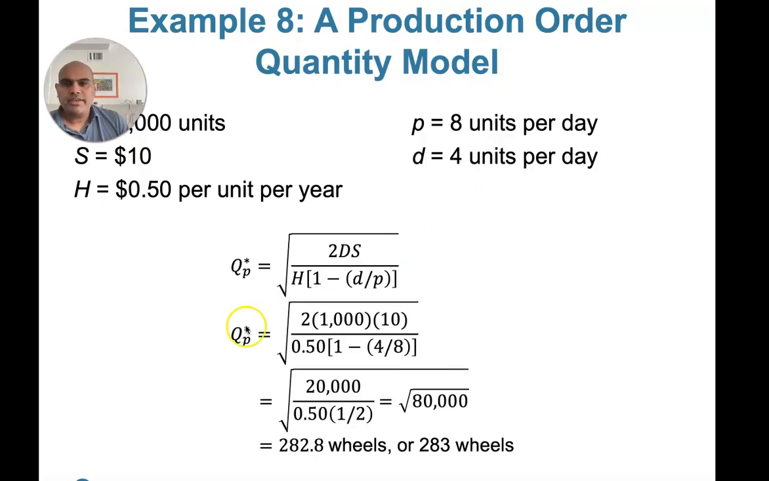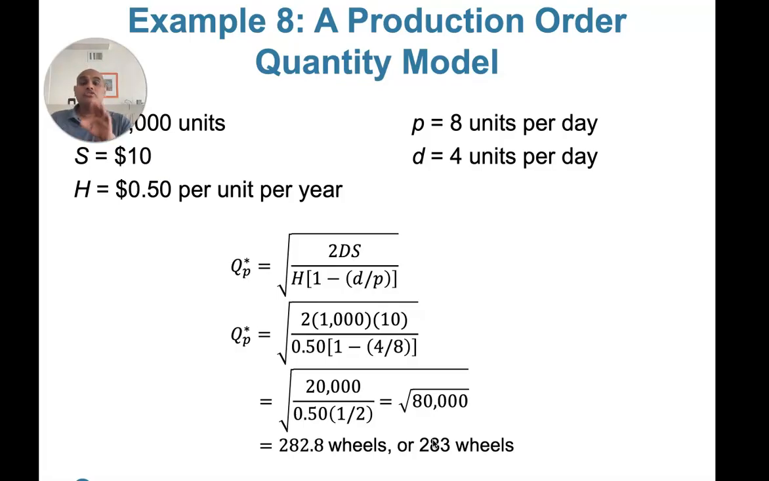Okay, so with that we can calculate the optimal production order quantity. That will be the square root of 2DS over H times 1 minus d over p. If you plug in the formula, you'll notice that this should actually be outside. So it's the square root of 80,000, and the square root of 80,000 will be 282.8 or 283. You cannot have 282.8 because you're trying to produce a whole number. So your production order quantity will be 283 wheels. Each time you do production, you will produce 283 wheels.